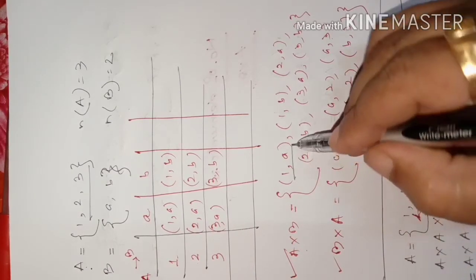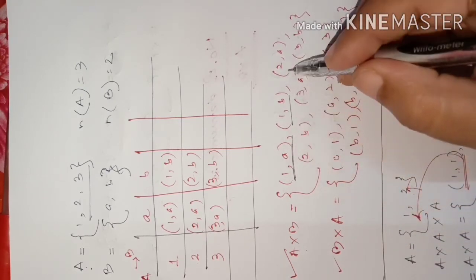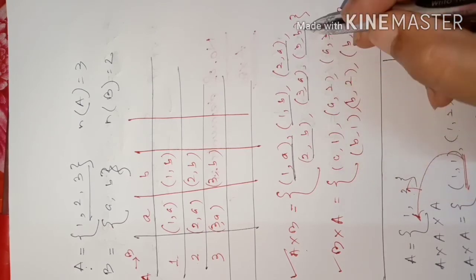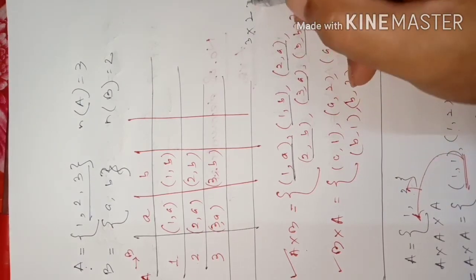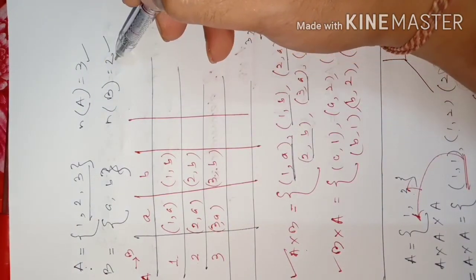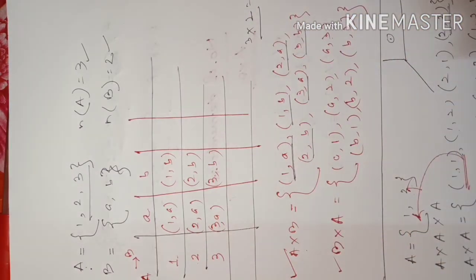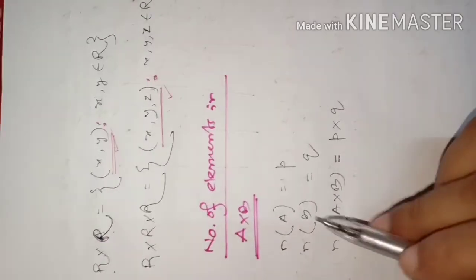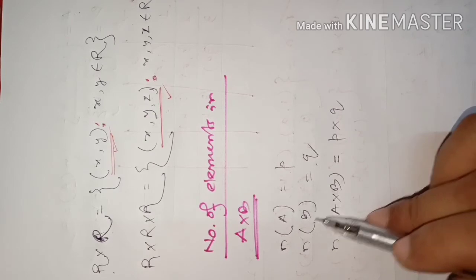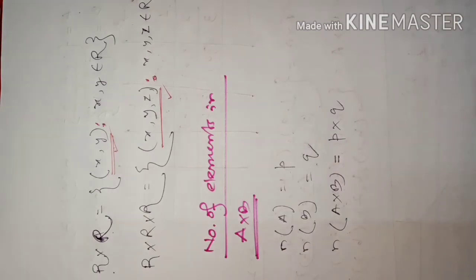Then the number of elements in A cross B, just you count. 1, this is an ordered pair, but this is 1 element. 2, 3, 4, 5, 6. 6 is what? 3 into 2 is equal to 6. That means if you multiply these 2, you will understand how many elements will be there in A cross B. Got the idea? B cross A also the same, 2 into 3. So that's why the number of elements in A cross B is P into Q. If P is the number of elements in A, Q is the number of elements in B, then the number of elements in A cross B is P into Q. The number of elements in B cross A also will be equal to P into Q.